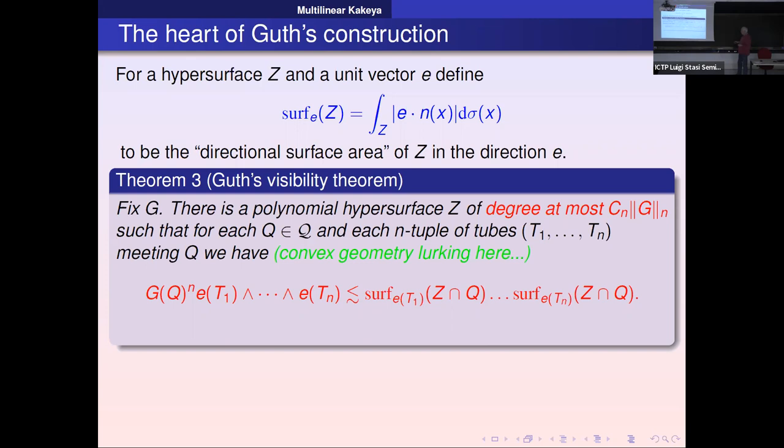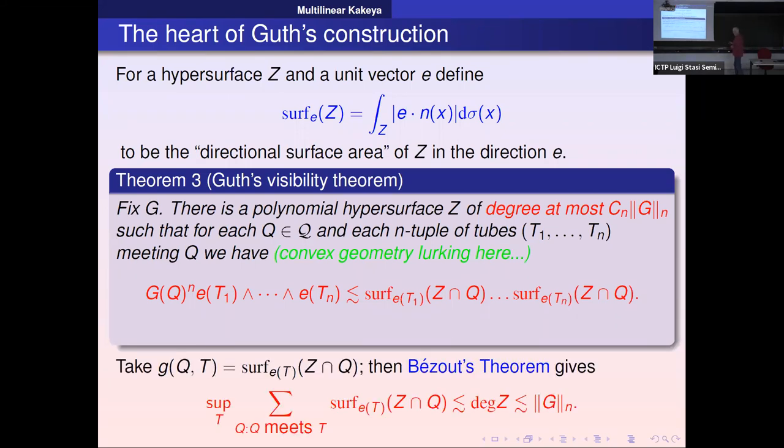These are the candidates for the little g_J of Q and T's that I was talking about before. So this is the main step. And indeed, if we can do this, we take the functions little g simply to be the directional surface area functions, then this is the first inequality we want.